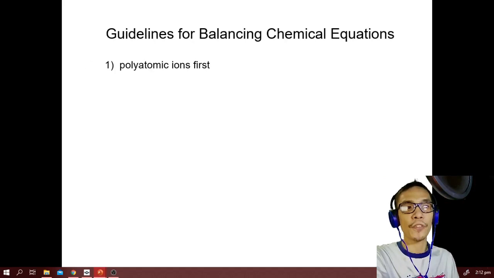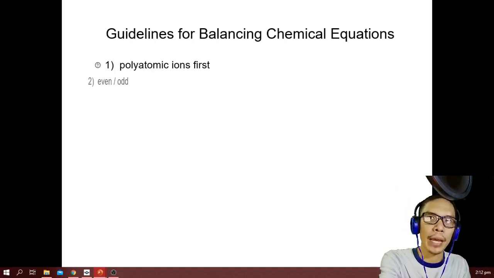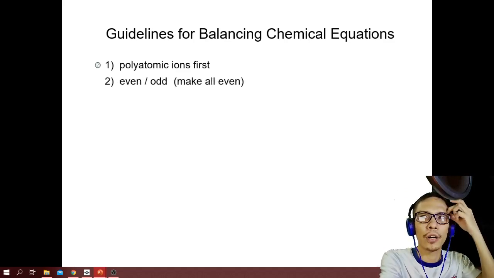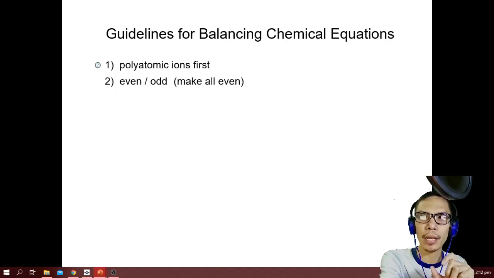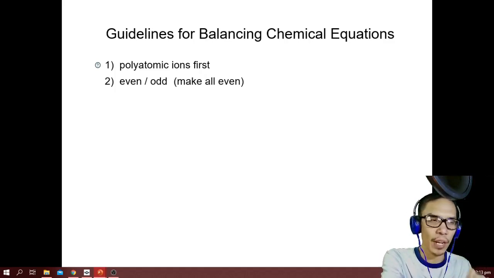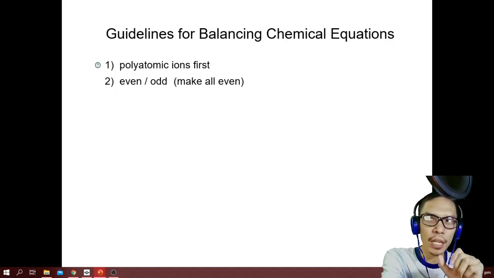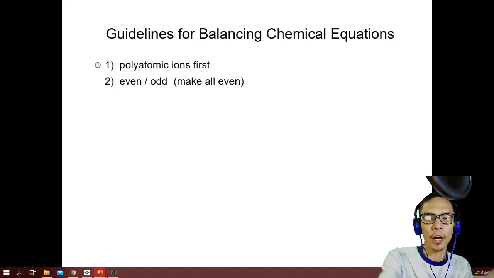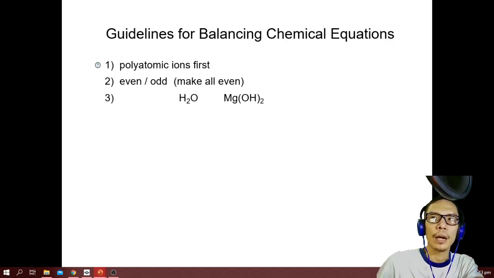Now, these are the guidelines. In some books, they use different guidelines. Number 1, you can start first with polyatomic ions. Number 2, as much as possible, if you will try to balance a chemical equation, use even numbers. So in order for you not to be confused, it must be in even numbers, as much as possible. All answers should possibly be even numbers.